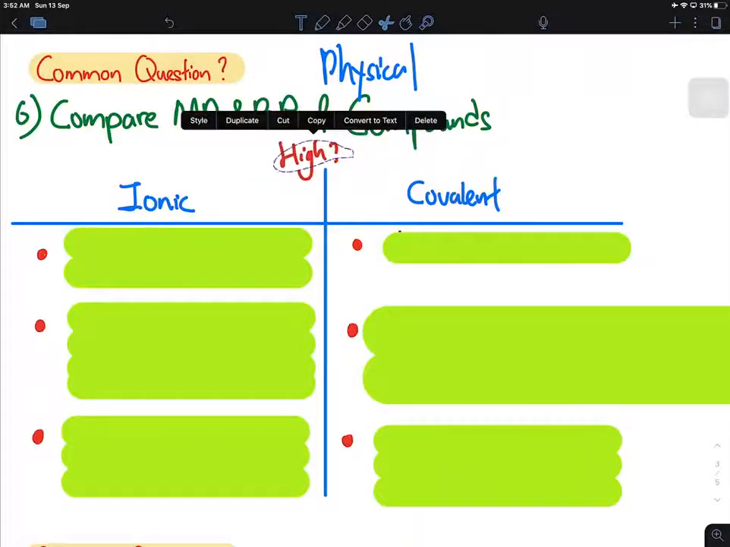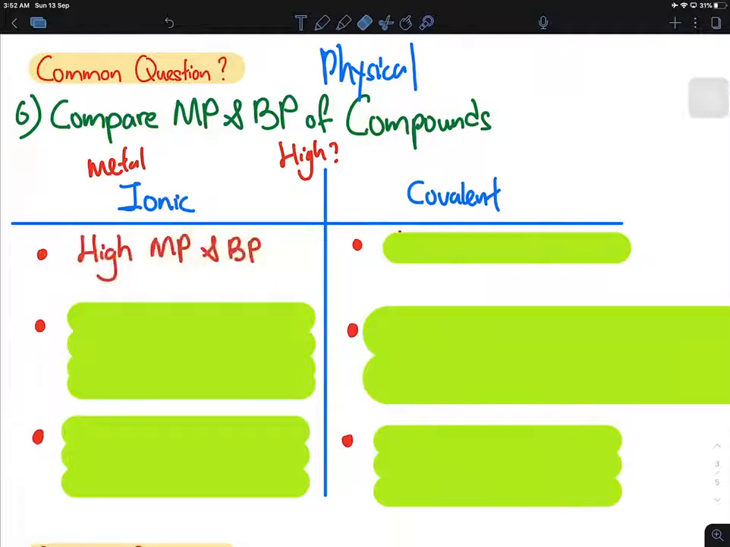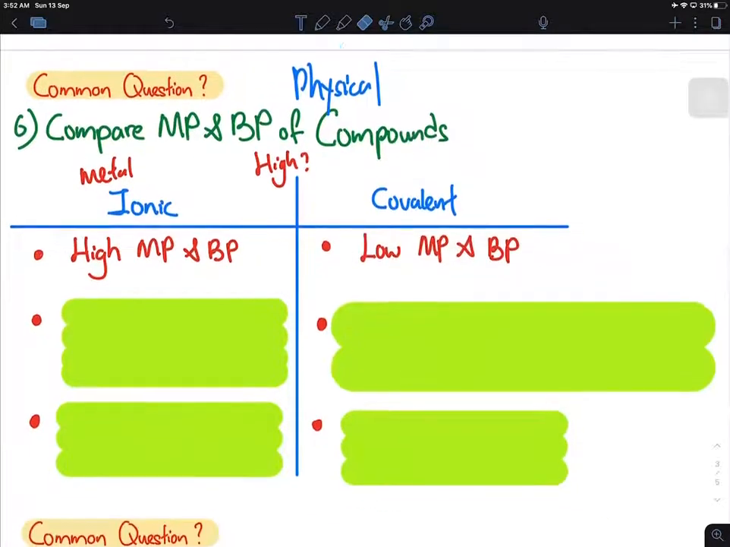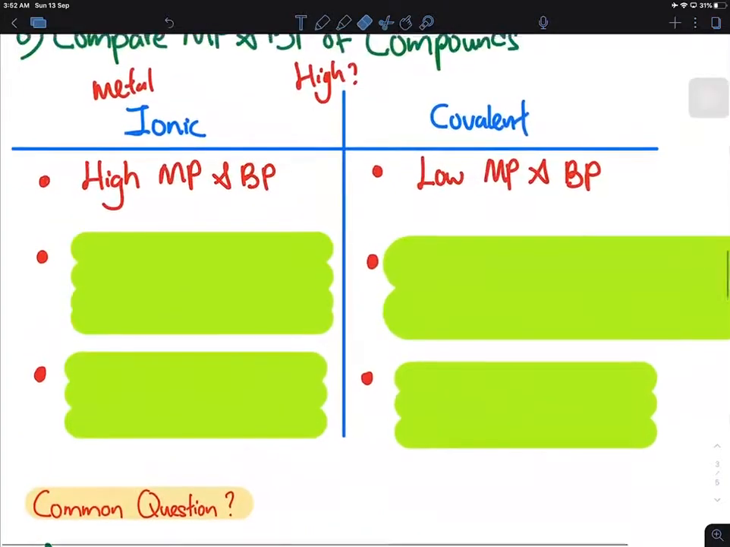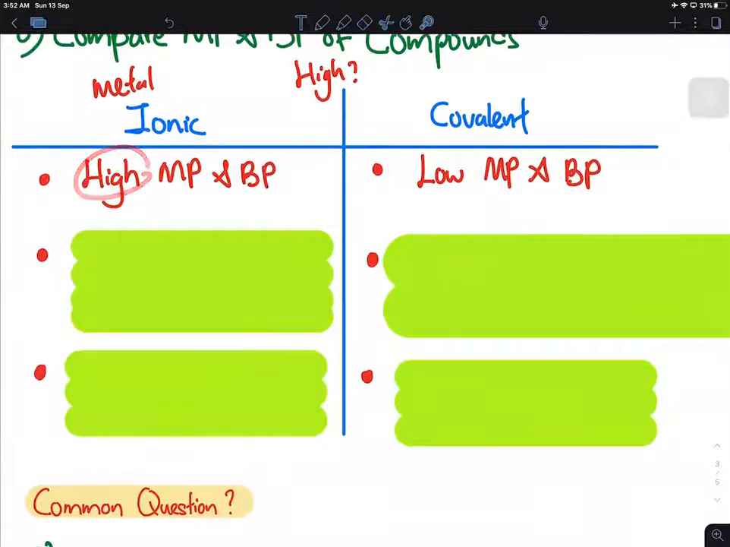Actually, it's quite easy. I always remember that ionic has metal. Metal always comes with higher melting and boiling point. So therefore, ionic compound has high melting and boiling point, while the covalent has low melting and boiling point. Next, why is it high melting and boiling point for the ionic? Of course, you don't write it's because it has metal. That is just a shortcut for you to determine high or low.